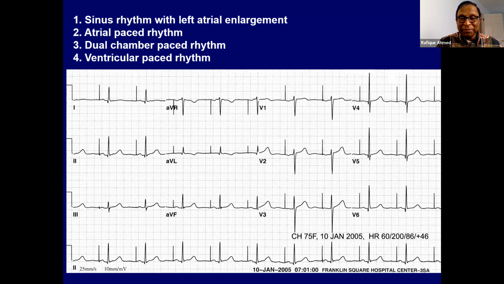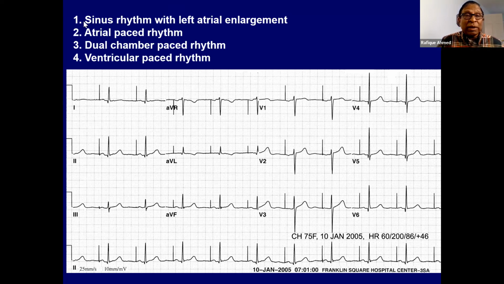So we have all the answers here. I'm going to start with the last one, ventricular pace rhythm. If you look at lead 2, you can see that there is a P wave and there is a QRS complex. And before the QRS complex, there is no pacing spike. So it's not a ventricular pace rhythm.